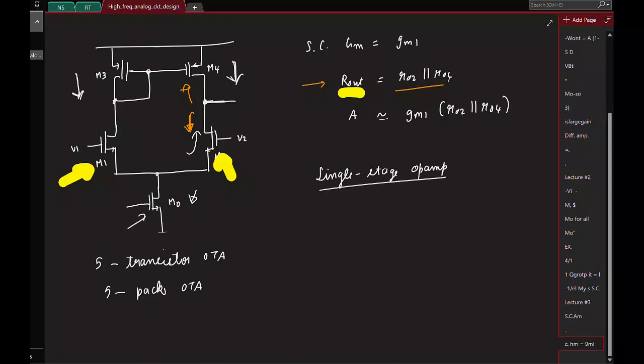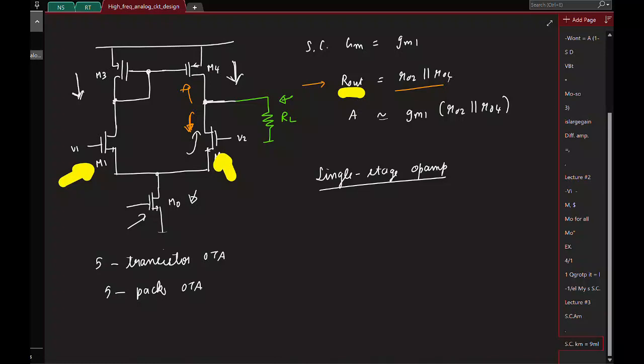And these single stage op-amps are actually quite useful if you want to drive a capacitive load. Okay, but let's say you want to drive a resistive load. So say I put a resistor RL here at the output. So what happens to the output resistance now? Output resistance is the resistance looking from the output side. So what happens to it now? RL will come in parallel simply.